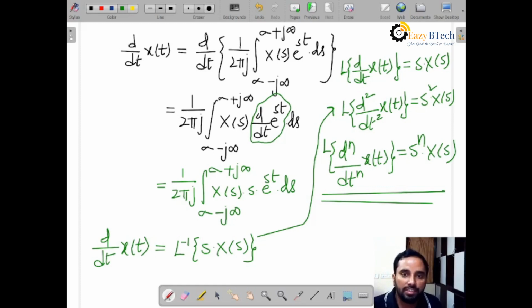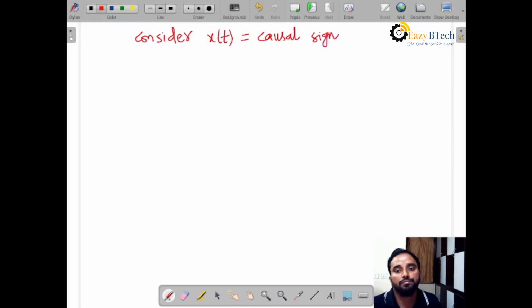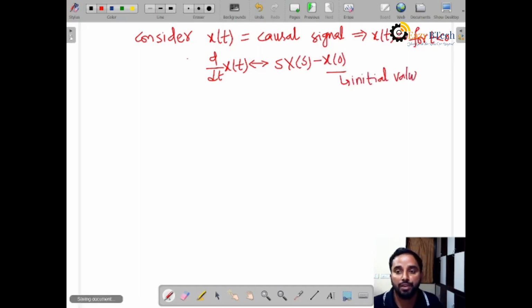Now if x of t is a causal signal, in this special case, consider x of t is causal. What is a causal signal? x of t has value 0 for t less than 0. In this case, what is the Laplace transform of d by dt of x of t? What does the statement say? In this case, the Laplace transform of d by dt of x of t is s into X of s minus small x0, which means the initial value of x of t. So the initial value is coming into the picture.